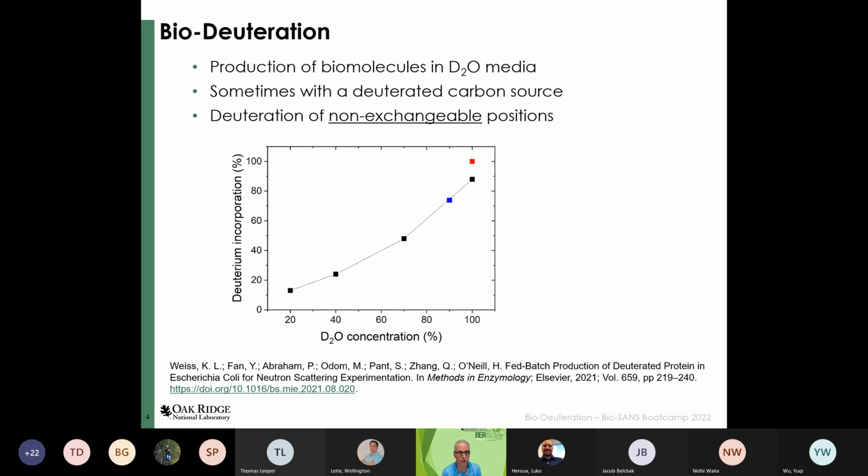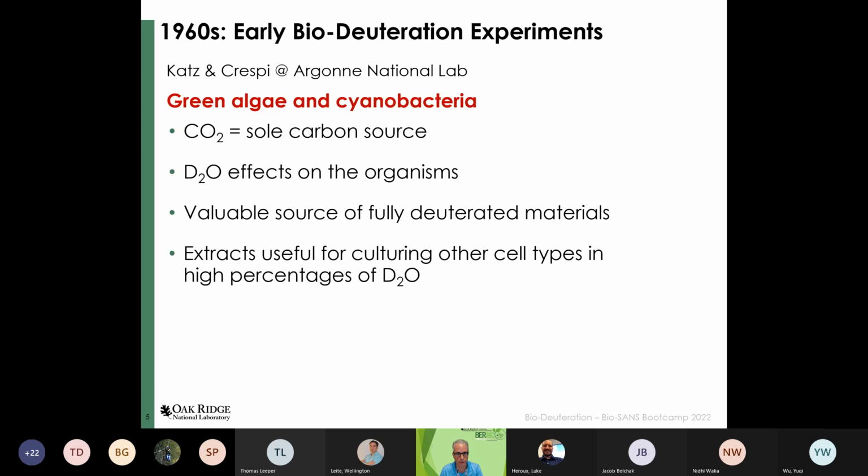But in general, as you increase the D2O concentration in your media, your deuterium incorporation in your biomolecules will go up. And this plot shows that. And once you add a deuterated carbon source, you can produce in a high D2O concentration media what's known as a perdeuterated biomolecule.